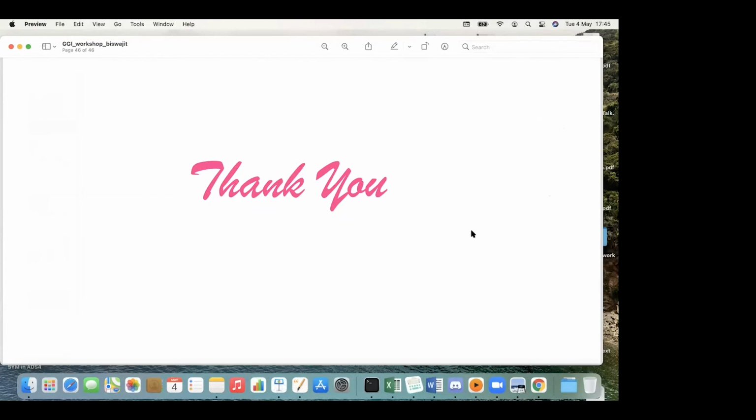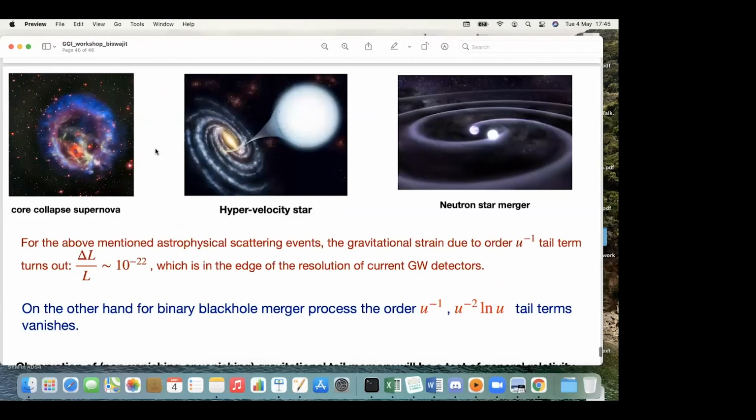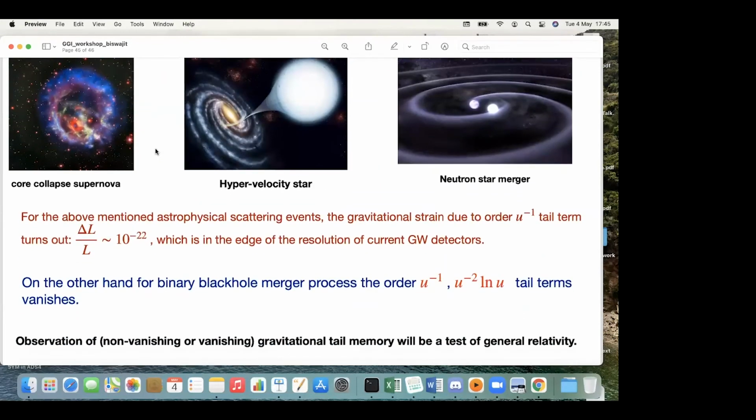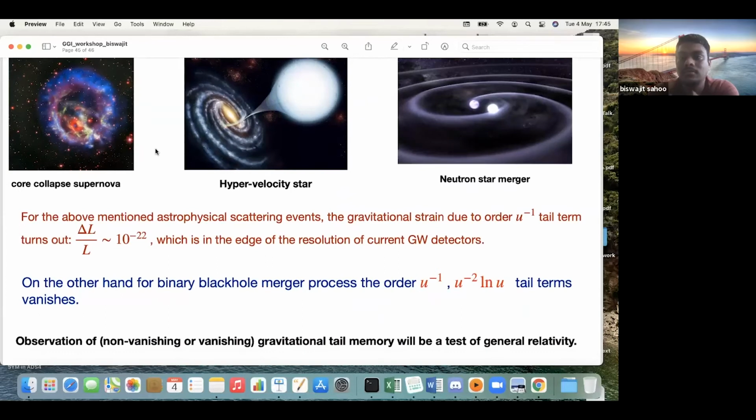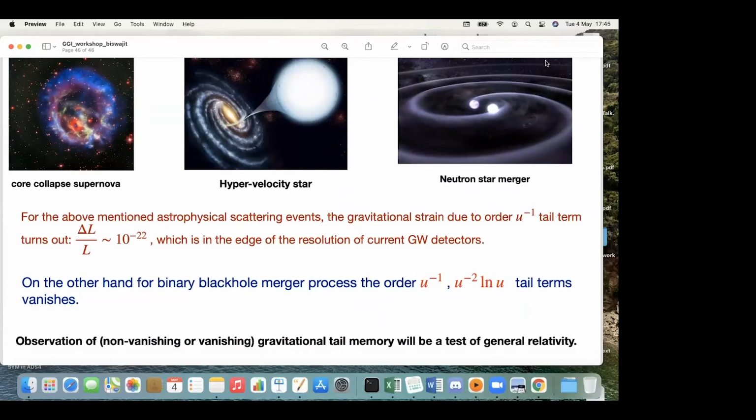Well, I have a question. I should have raised my hand. Concerning the vanishing of the u to the power minus 1 tail in the case of binary black hole merger, this is due to it taking into account the nonlinear memory. What is the proof that the coefficient of u minus 1 is 0?